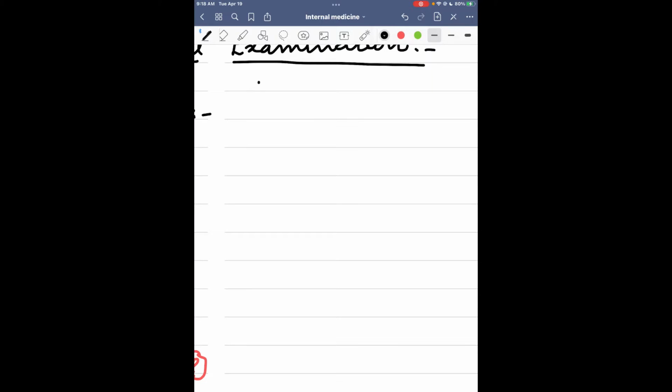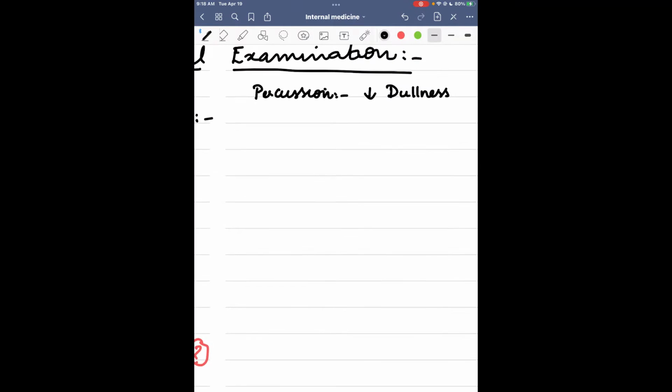On percussion, there can be decreased resonance, that is dullness, if there is associated pleural effusion. There is not much palpation in the chest region when it comes to ascites examination. And then auscultation. In auscultation, if there is pulmonary edema associated with heart failure, then there can be decreased air entry.